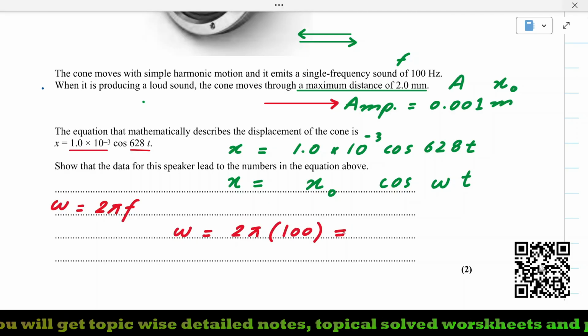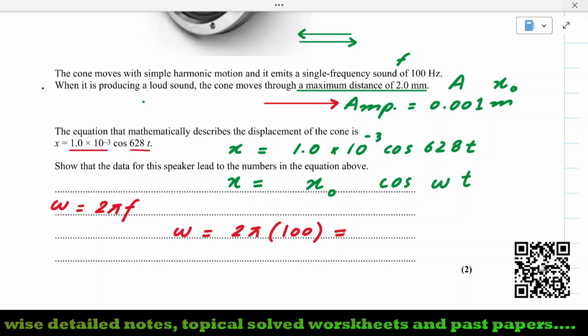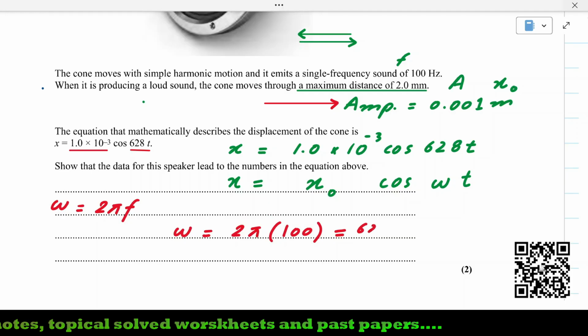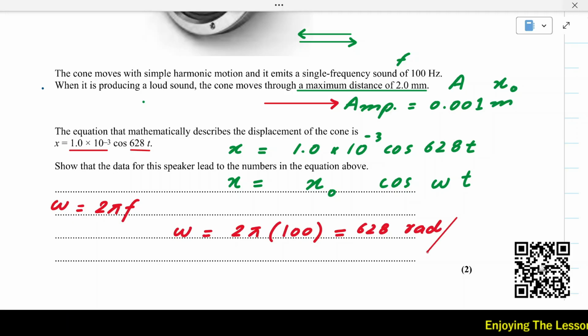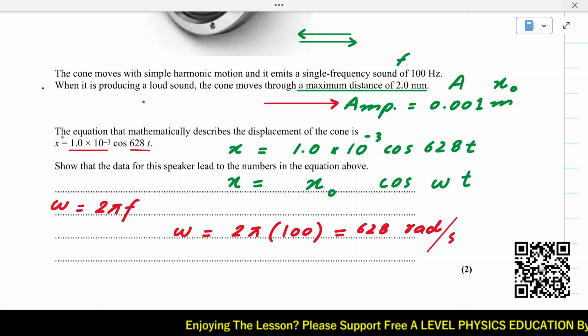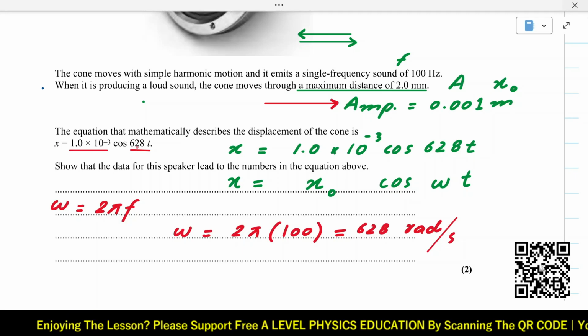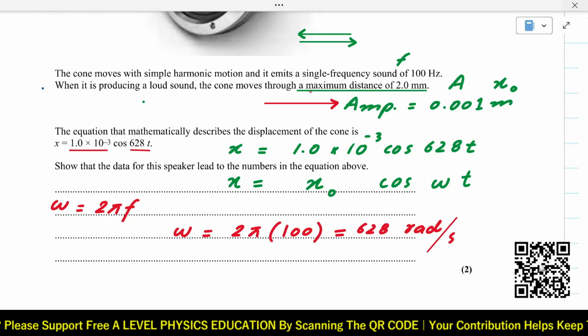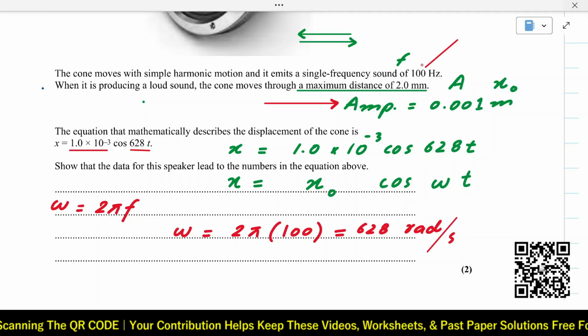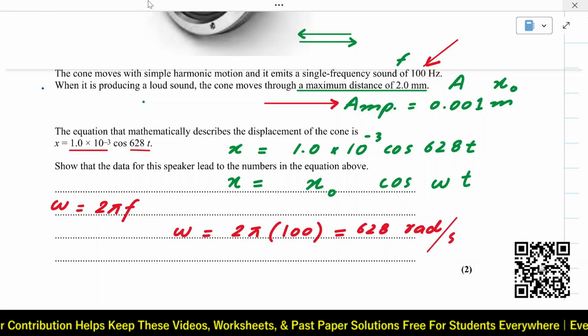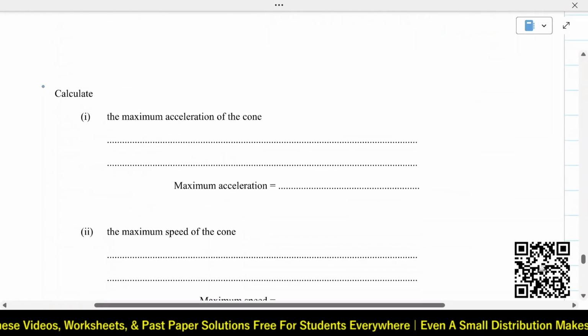Could you hit it on the calculator? 628. So can we write 628 in 3 SF? We are absolutely right in 3 SF. By the way, what unit do we have for this one? 628 radians per second. So are we clear with the expression, how do we have 1 over here, how do we have 628 over here? 1 from the second sentence, the amplitude thing, and 628 from the first sentence, the frequency thing. Are we good with this? Okay, let us move on to the next one.